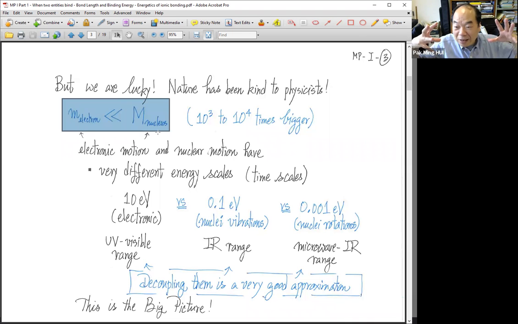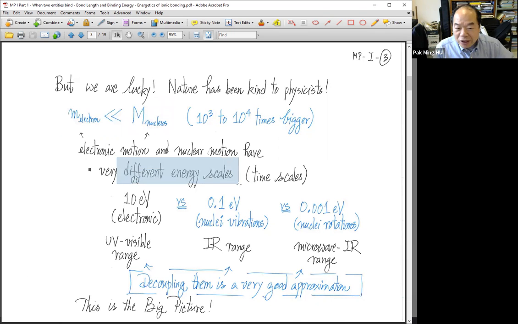The electron mass is so small that the electrons' motion is very rapid. So that will give us very different energy scales, accompanied by very different time scales. So much so that I give you some order of magnitude first, and then we will justify these numbers after we solve the problem. For the electronic motions, we would expect the energy scale is of something like tens of eV. Now that is easy to understand.